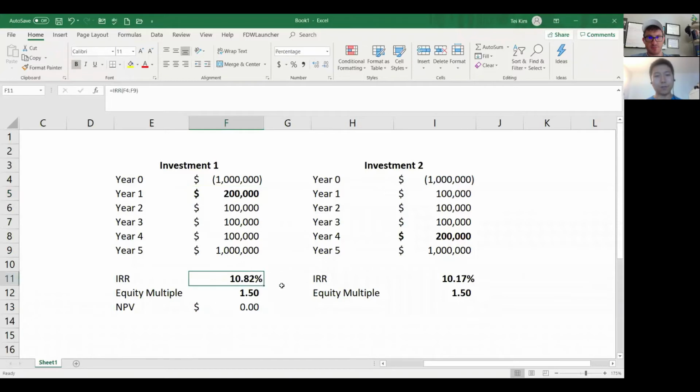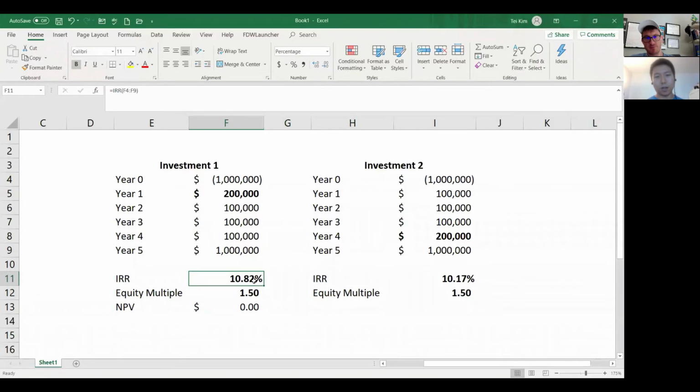So that's why this IRR is slightly higher than the IRR for investment two, even though the total amount we receive is the same. In this case, it's clear that equity multiple is the same, so IRR is higher in investment one. So it's a very easy decision to make. Investment one is the way to go.